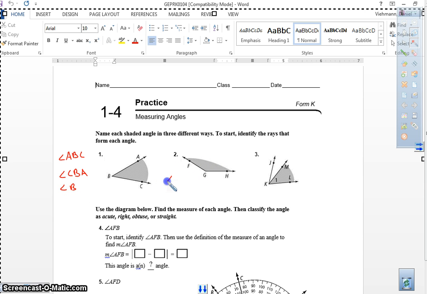Number 2, we have angle FGH, angle HGF, and angle G. Number 3, now there are multiple angles here, and again we're looking just at the shaded region. So there are a few ways to name it.